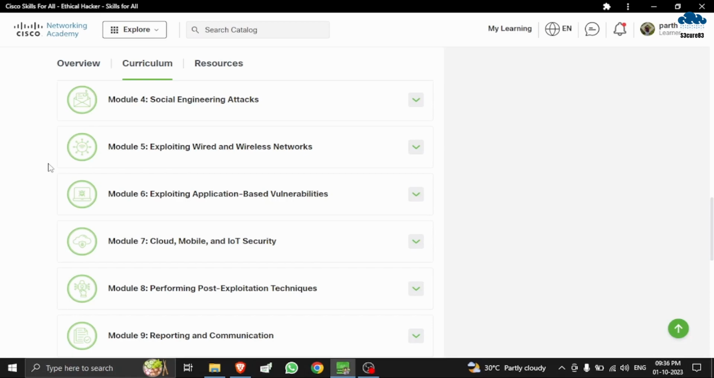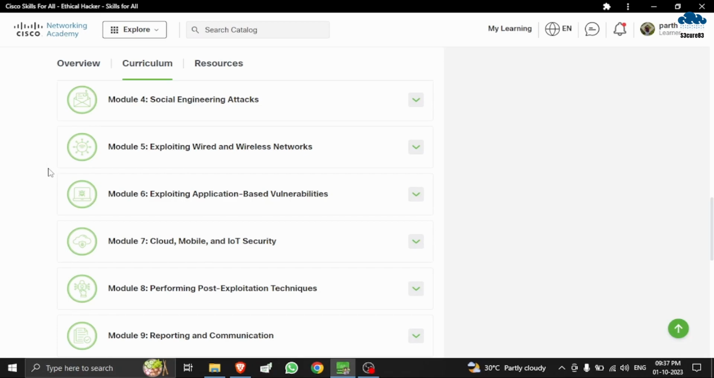Module 9 is reporting and communications. Learn how to communicate findings effectively and create a detailed report for stakeholders. Last but not least, module number 10, tools and code analysis. Discover the tools and techniques used by ethical hackers for code analysis and vulnerability assessments.